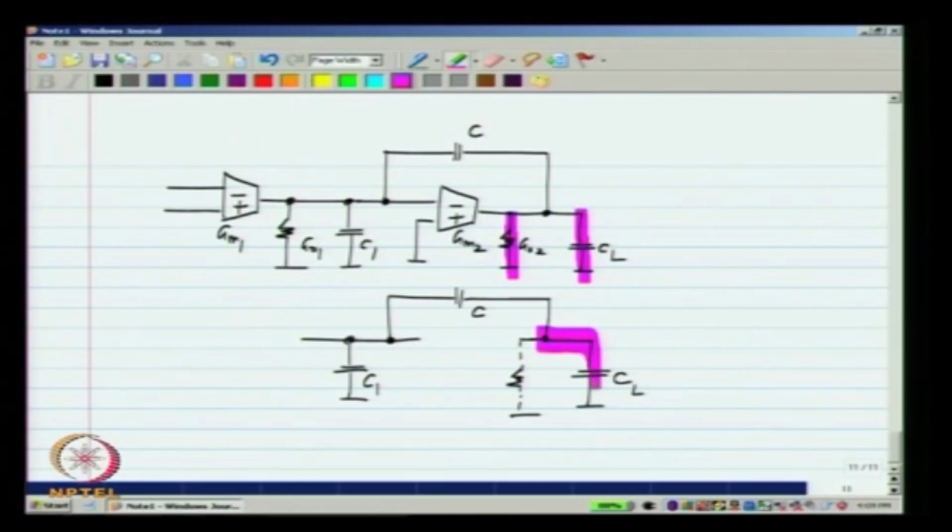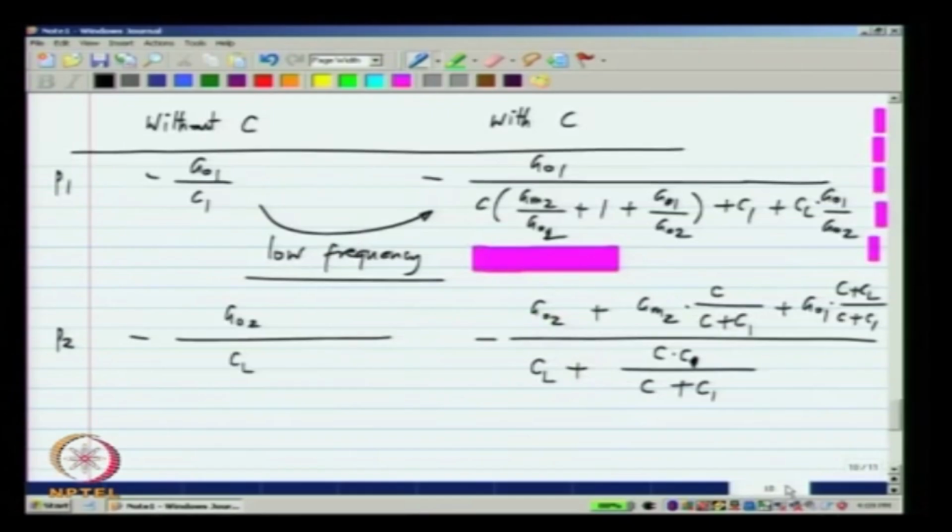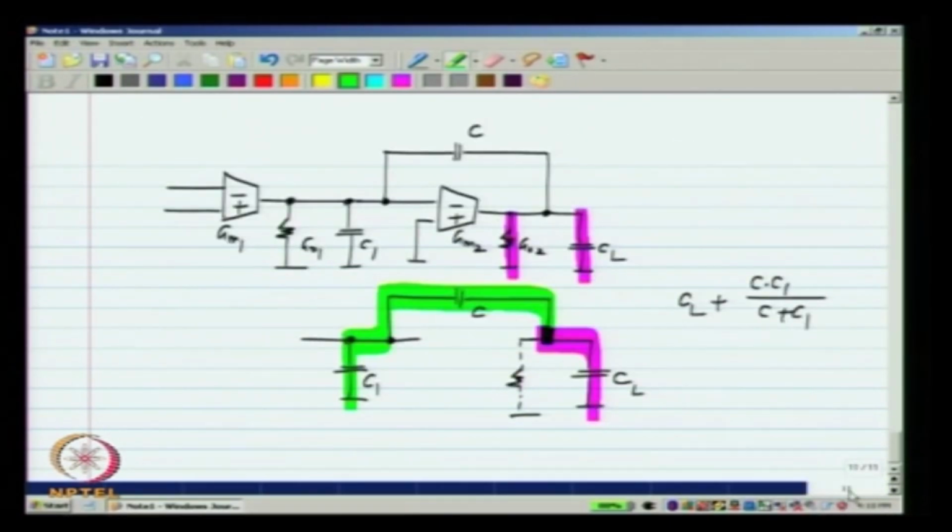All we have is this CL in parallel with the series combination of C and C1. So, what does that give you? The total capacitance will simply be CL plus C, C1 by C plus C1. And if we go back to the expression, you see that the denominator is exactly that, it is simply the load capacitance plus the series combination of C and C1, that is all.